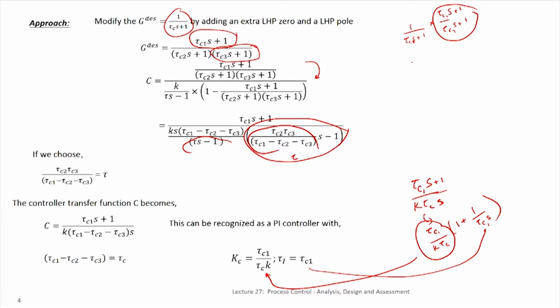But basically we introduce this, and then once we introduce this and put this into the controller computation, we get another choice where I can set this tau C2 tau C3 divided by tau C1 minus tau C2 minus tau C3 as tau, which induces a pole zero cancellation in the controller computation, which leads to a PI controller for an unstable system. So this is a very interesting idea now, right? See the difference between this and the previous case. In the previous case there is no pole zero cancellation in the controller computation.